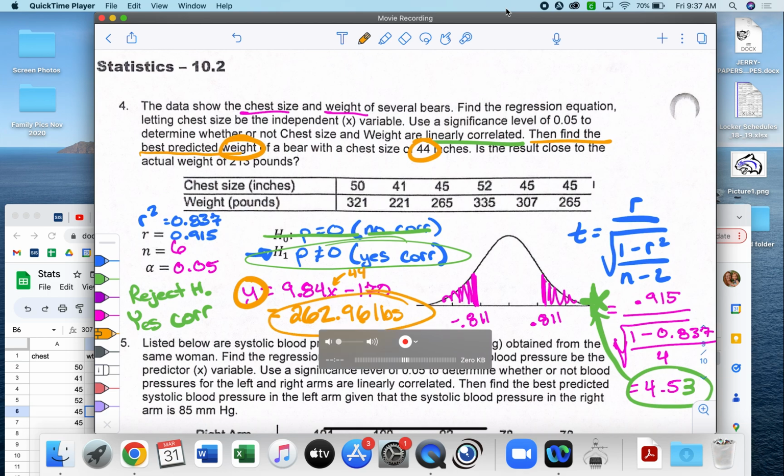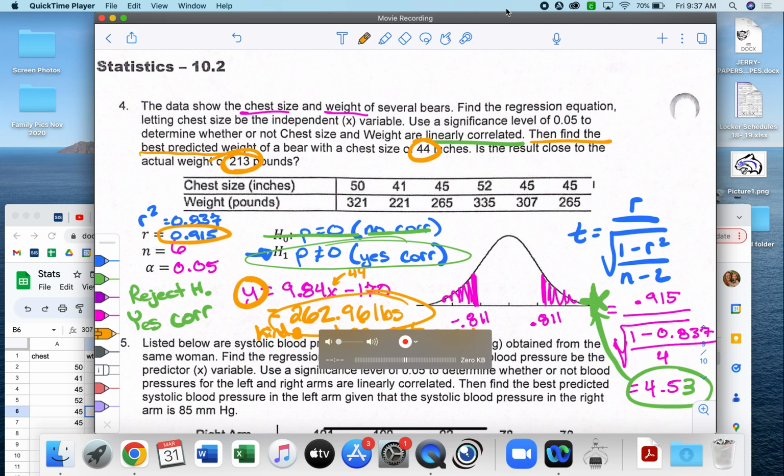Now, they say, is this result close to the actual weight of 213? Not terribly. We said that there was a correlation, so it should spit out a number close to 213, but the correlation is only 0.91, so it's not going to be great. It's not going to be exact. So I'm going to say kind of close, but not exact. Does that make sense? I mean, it's in the ballpark, 262 and 213. That's like a 40-pound difference. So it's giving me the ballpark for the poundage of this bear, but it's not going to be exact.